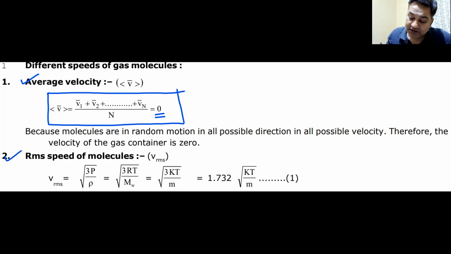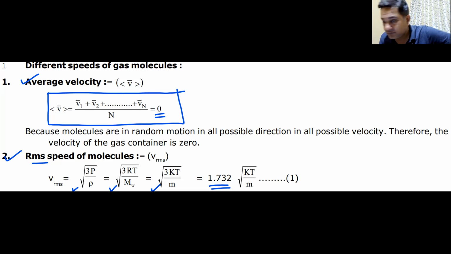The second type of velocity I have seen is RMS speed or RMS velocity. It is root over 3P by rho. It is root over 3RT by molecular mass. It is root over 3KT by M. Root over 3 is 1.732. So the RMS velocity's other formula is, if you don't want to use root over 3, you can use 1.732 in place of root over 3, times root over KT by M.